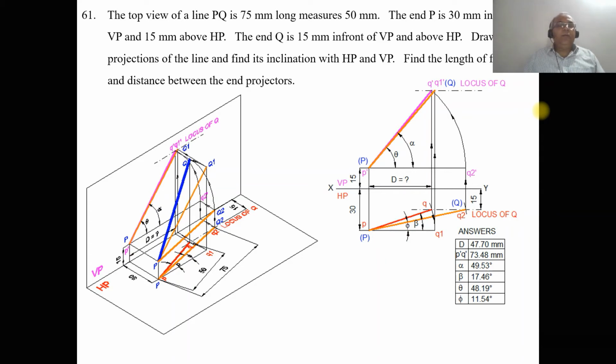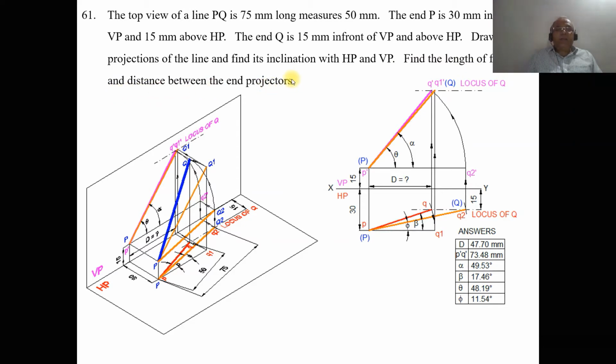Now, in this video, we are going to take up one more problem on projections of lines, problem number 61. The top view of a line PQ is 75 mm long, measures 50 mm, and the end P is 30 mm in front of VP and 15 mm above HP. The end Q is 15 mm in front of VP and above HP. Draw the projections of the line and find its inclination with HP and VP. Find the length of front view and the distance between the end projectors.